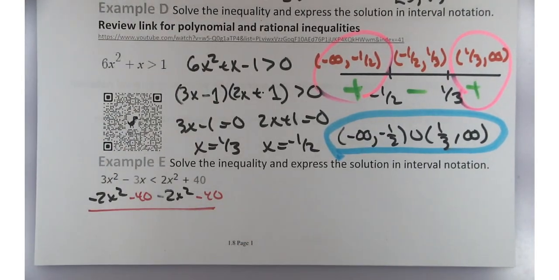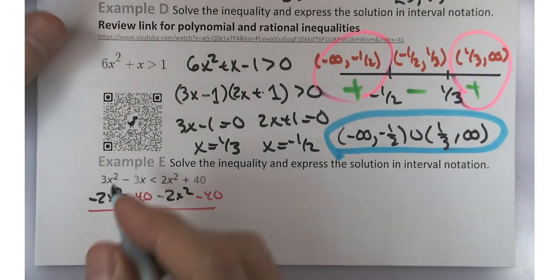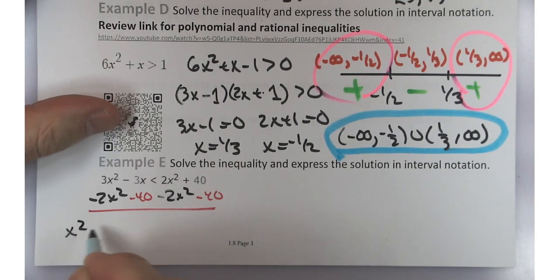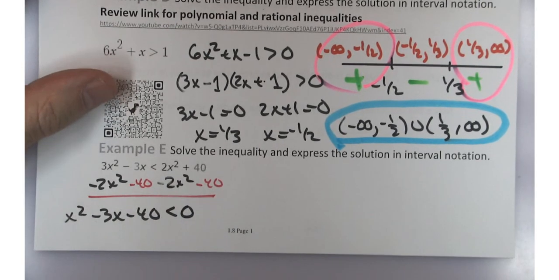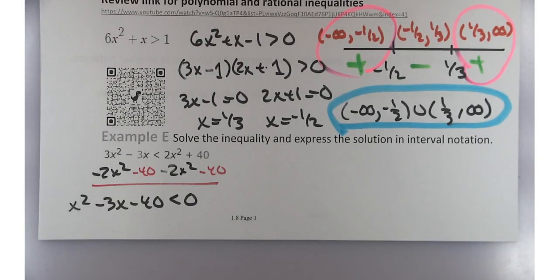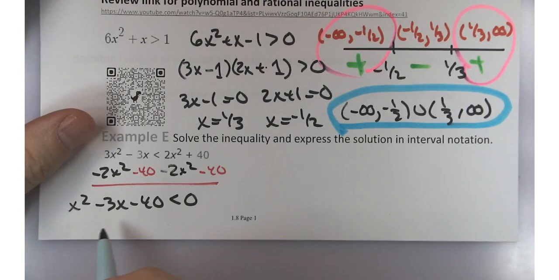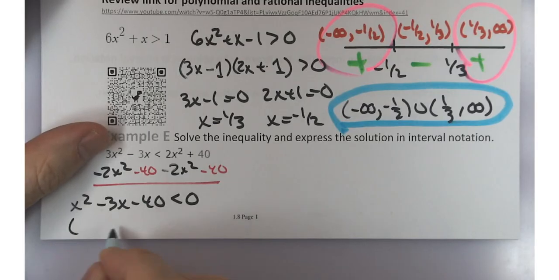And let's see what that gives me. Well, I'll have x squared. And, well, these aren't like terms, are they? So it's just minus 3x minus 40 is less than 0. All right. So that's my first goal, is you get 0 on one side. The next thing is to find out where this actually equals 0. And I can do that by factoring.